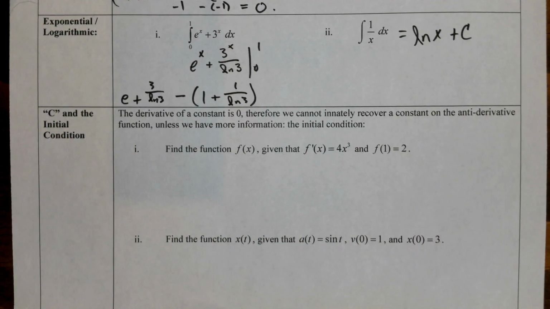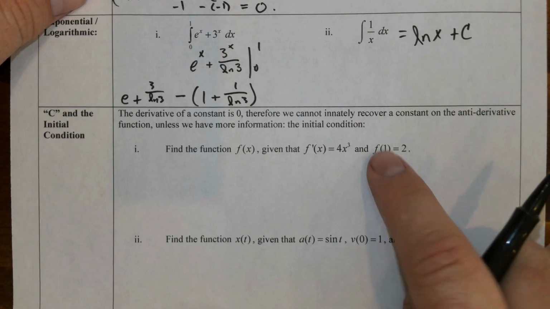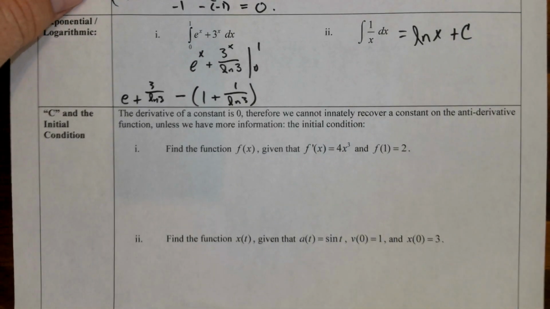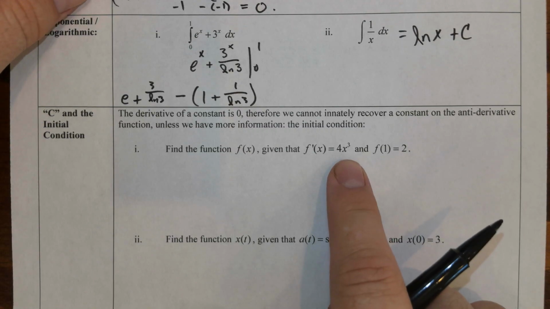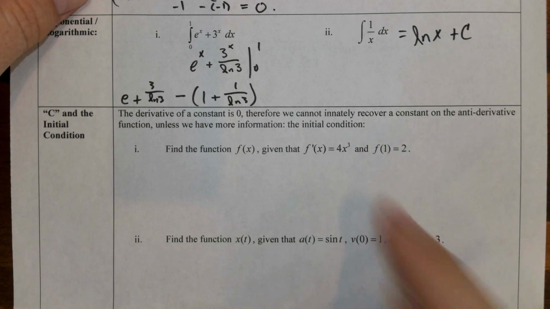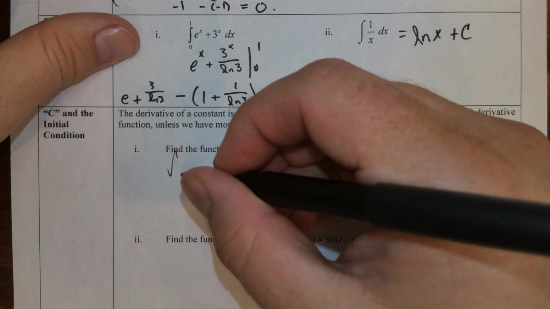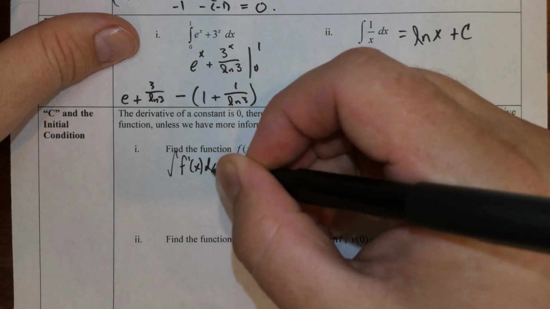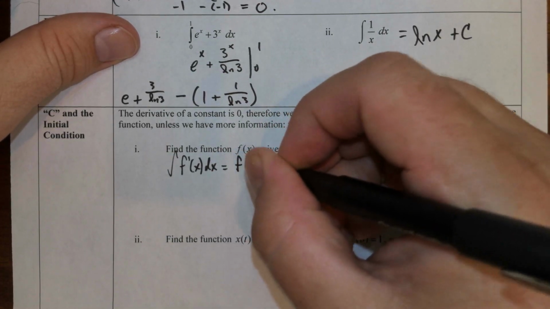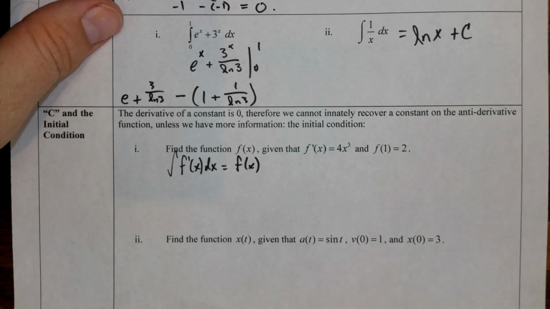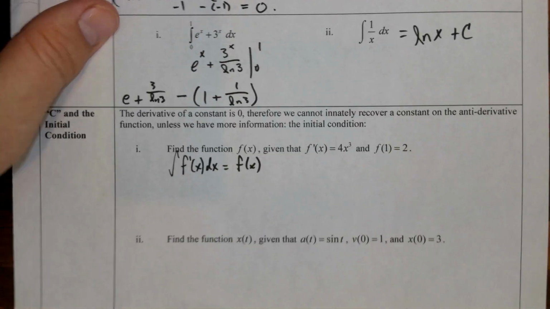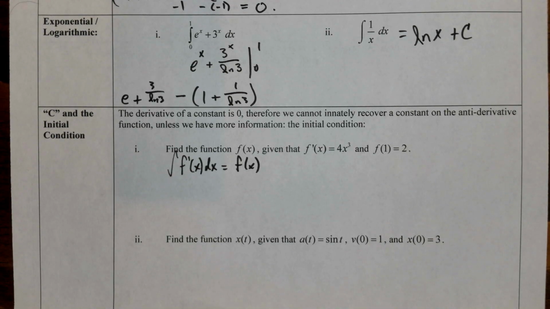And now we start to get into the good stuff here. Find this function given an initial condition. It says my derivative is 4x cubed. At 1, my value is 2, so I'll do it. I need to take, again, just for the sake of saying and showing, the integral of the derivative. That's just the truth. The integral of the derivative is the original f of x function that it's asking me to find.